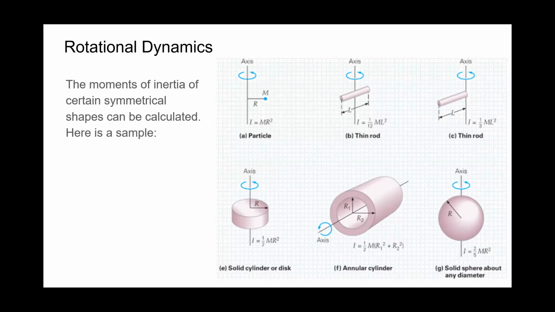The moments of inertia of a certain symmetrical shape can be calculated. This image shows an example of how we can calculate the moment of inertia of a symmetrical shape. In the simplest case, for a particle, it's I equals mr squared.